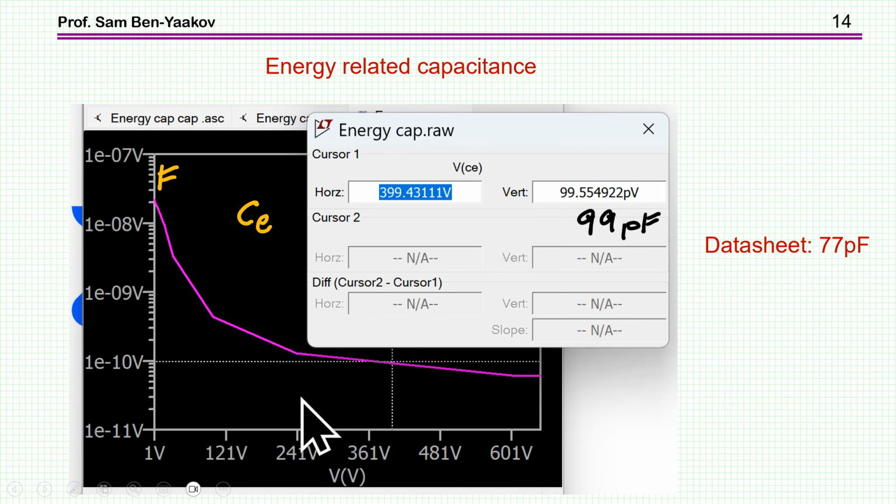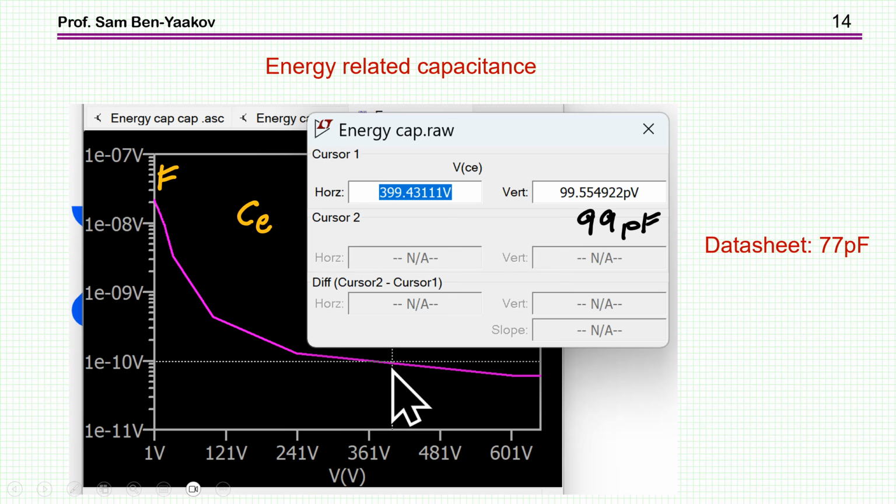Now in the data sheet, they have one point, I've shown it earlier, and that is for 400 volt. And the value is 77 picofarad in the datasheet. Here I'm getting 99 picofarad for the energy-related capacitance.